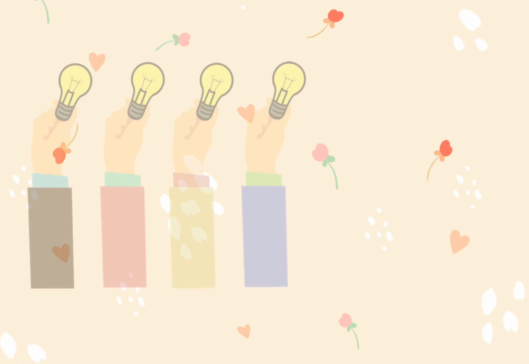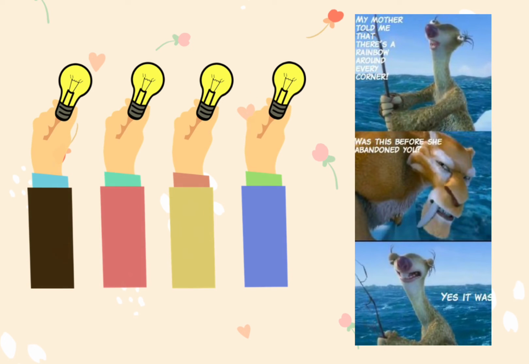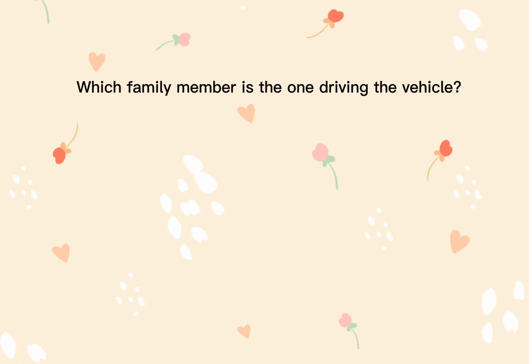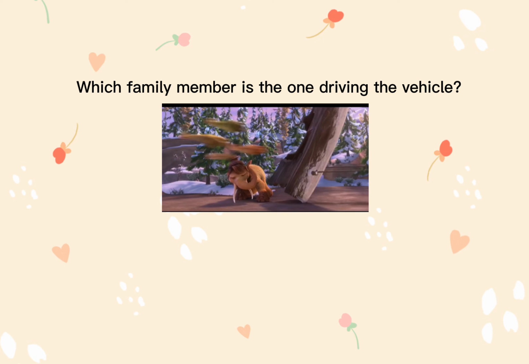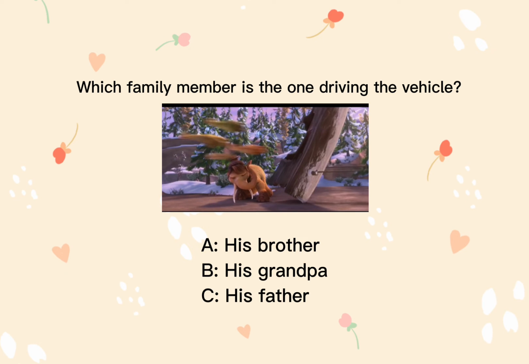Perfect, kids, and I see that you understood what we are doing, so let's go ahead with one a little bit more difficult. This one. Which family member is the one driving the vehicle? A. His brother, B. His grandpa, or C. His father? Pause the video if you need more time or continue with me to check the answer. Great, I see that you were paying attention.